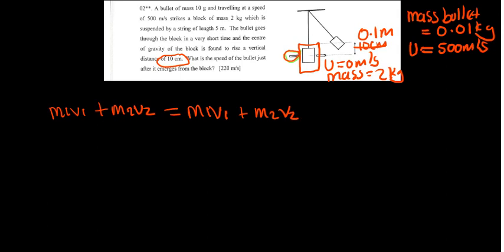So let's take our bullet to be our object 1, then the block to be our object 2. So what is our m1? In this case, we are talking about our bullet. Our bullet has the mass of what?